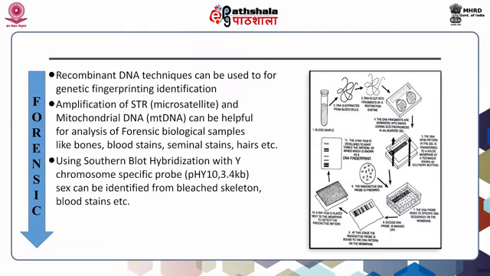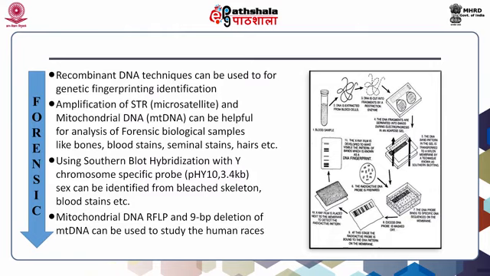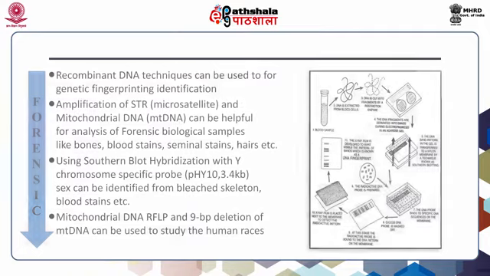Using Southern blot hybridization with Y chromosome specific probe, sex can be identified from bleached skeleton, blood stains, etc. Mitochondrial DNA RFLP and 9 base pair deletion of mtDNA can be used to study the human races.